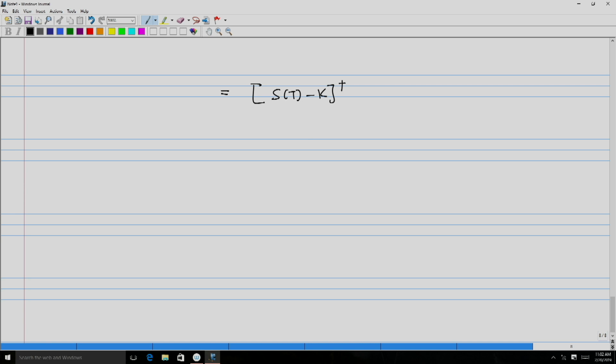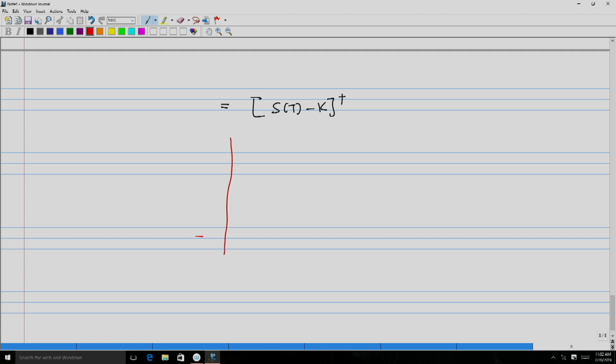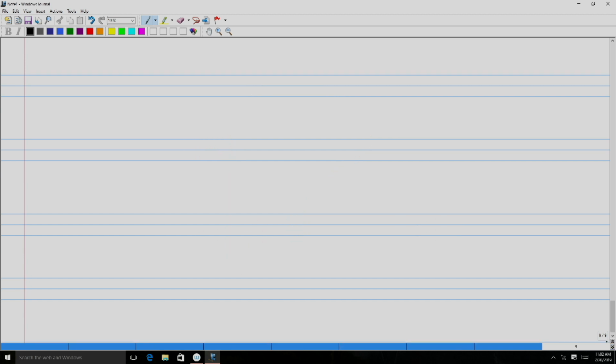So graphically, let us see how this looks. If I take on my x axis the price of the stock at time capital T, and on the y axis I take the payoff, and this is the strike price K, then the payoff, which is the maximum of S t minus K comma 0, will be given by this graph. All right. So next we move on to the European put option.